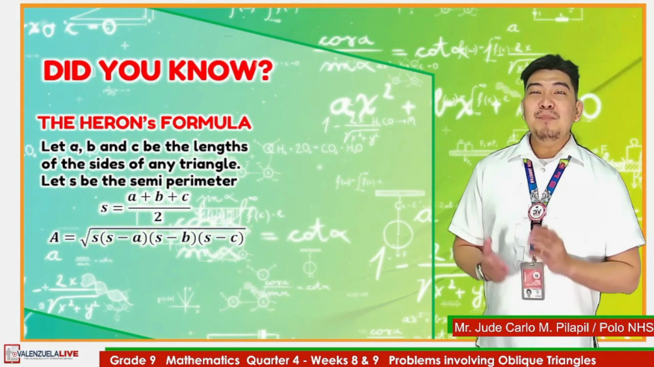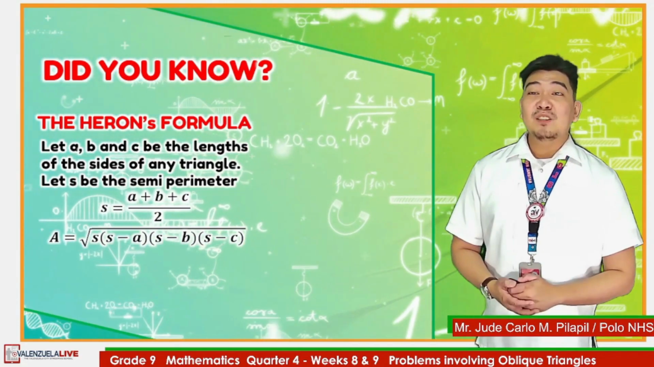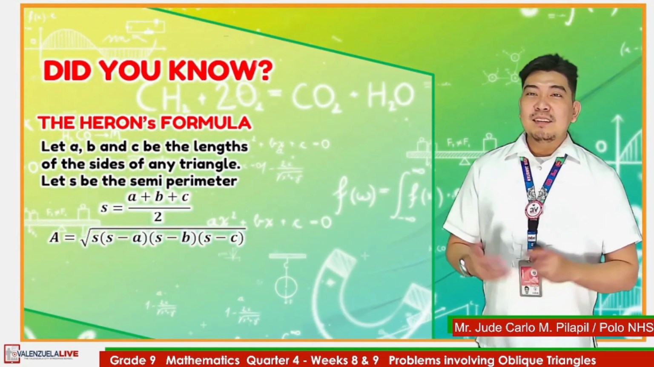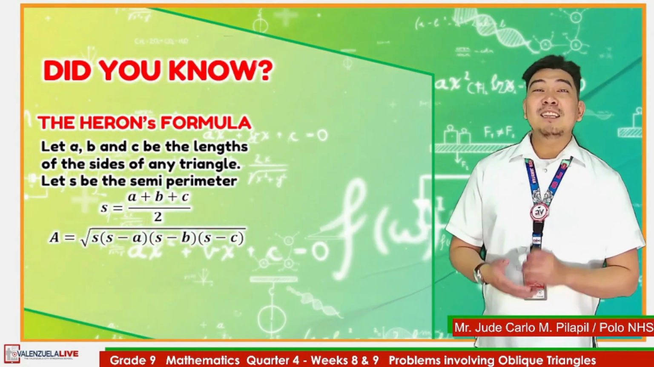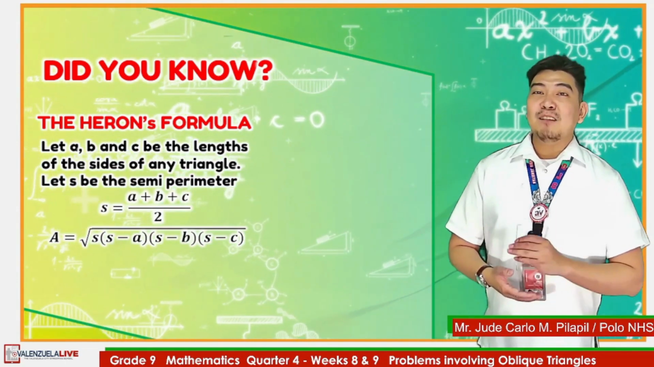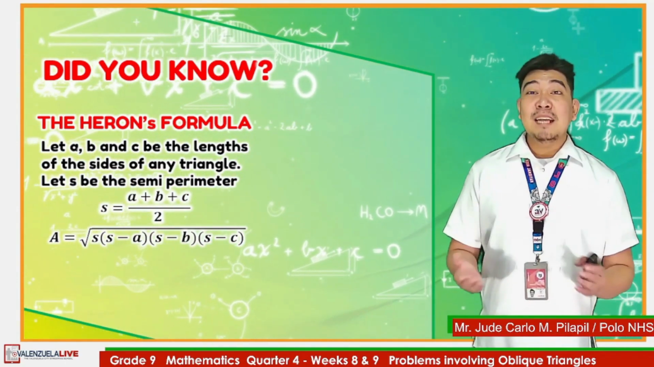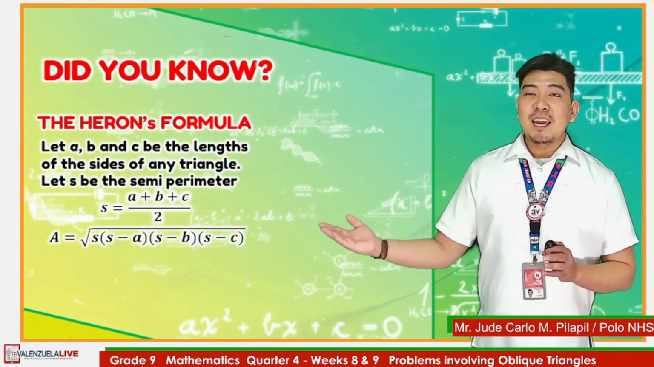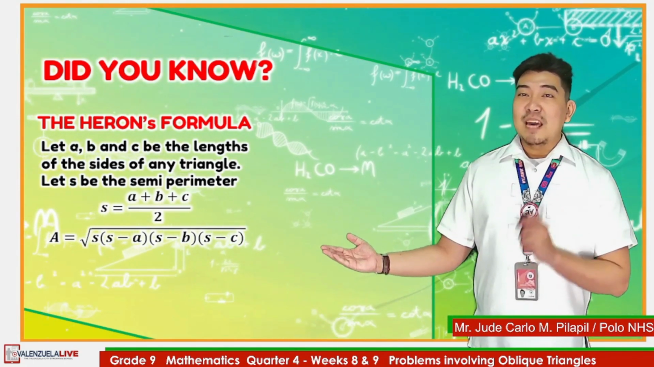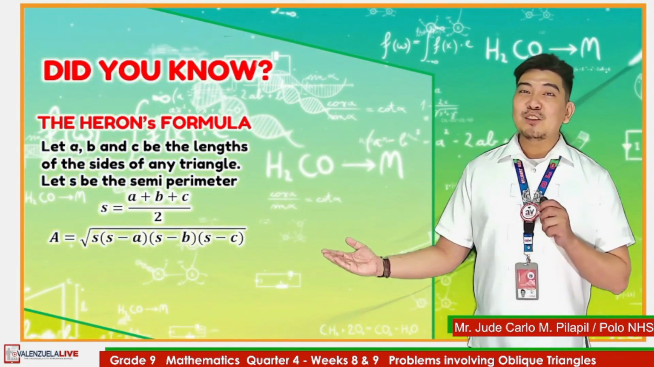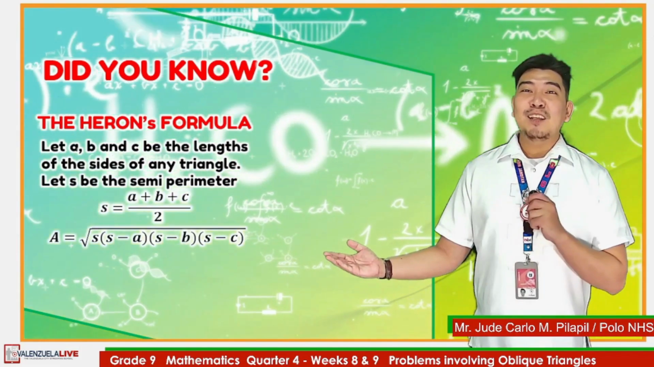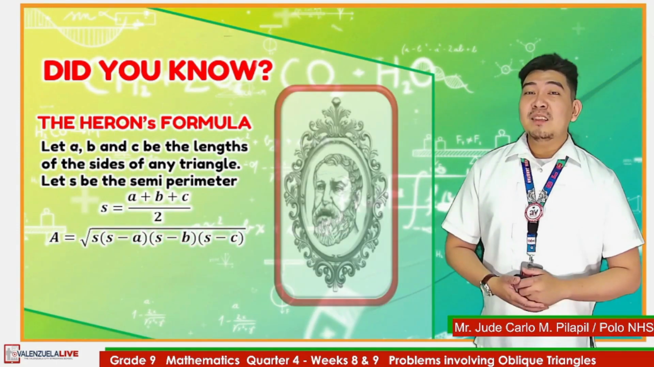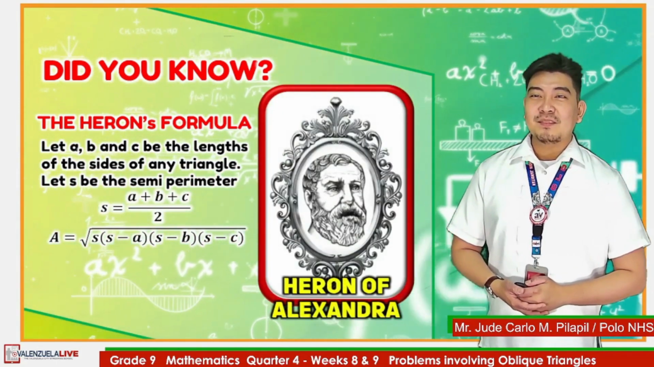So we let A, B, and C be the lengths of the sides of any triangle. We let S be the semi-perimeter. The semi-perimeter can be computed by getting the sum of the sides and dividing it by 2. After getting the semi-perimeter, Heron's formula can be used: the area A is equal to the square root of S times the binomial S minus A times the binomial S minus B times the binomial S minus C. The formula was credited to Heron of Alexandria.